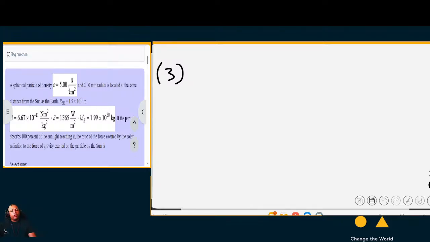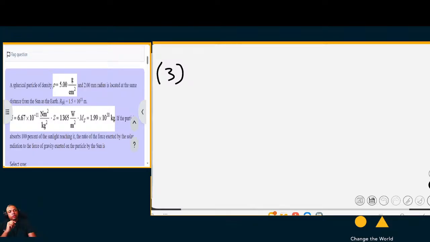rho is 5 grams per square centimeter. So first of all, square centimeters is a unit of area. This is why I had my problem, but I saw in other books that they also write the square centimeter, so I might be wrong in this case. I use the density as is, although I am not convinced that it should be per square centimeter. And then it has a 2 millimeter radius and is located at a distance from the sun.